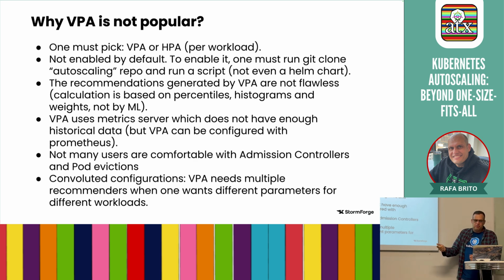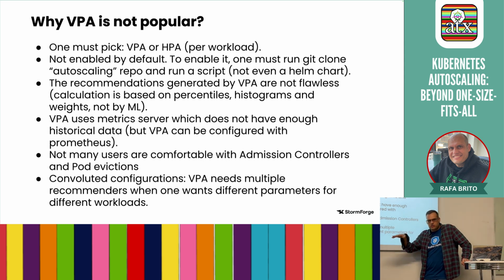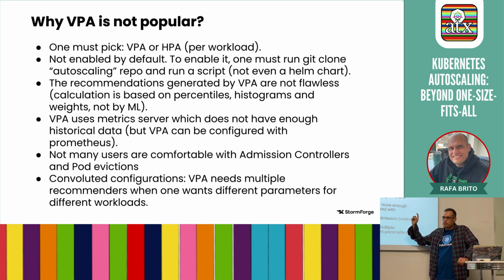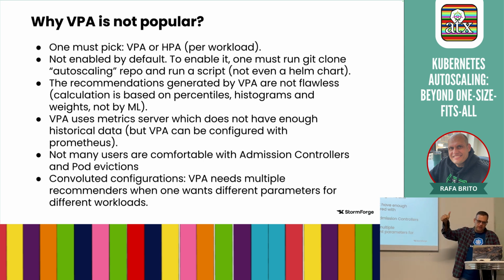The calculation of VPA's math, of course, percentiles, histograms, weights is not a machine learning. So then you leave something on the table. If you use the metric server, usually doesn't have the historical. I have 2 minutes. Then you can plug on Prometheus. Very good. But it starts to get a little, another moving part.